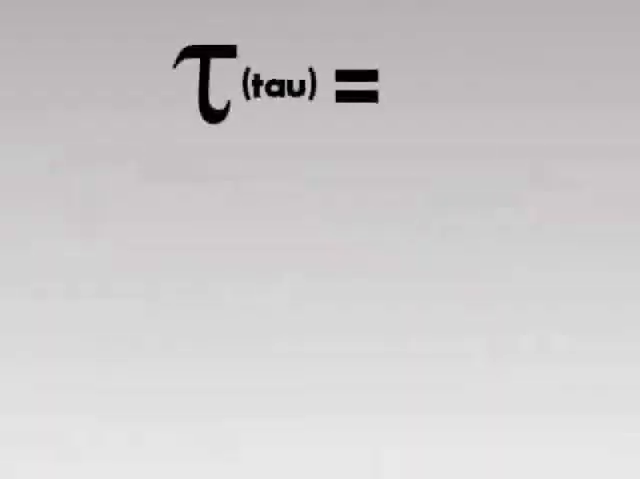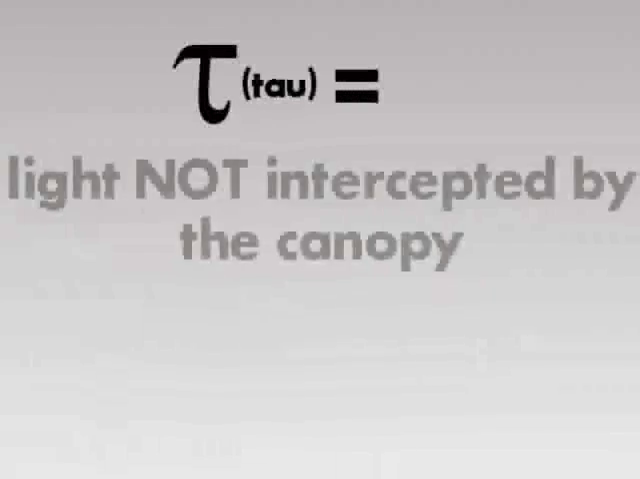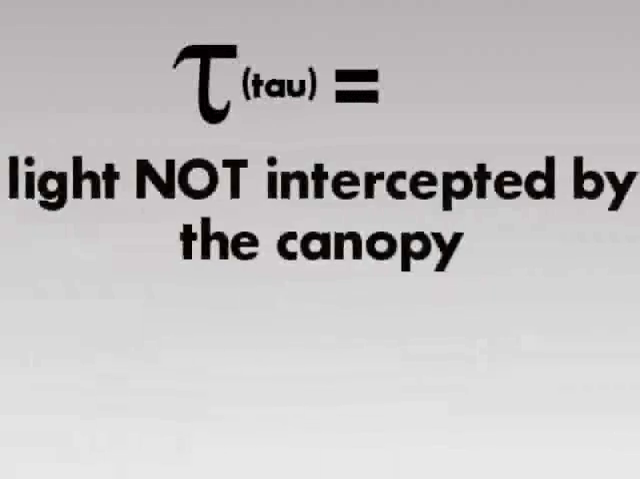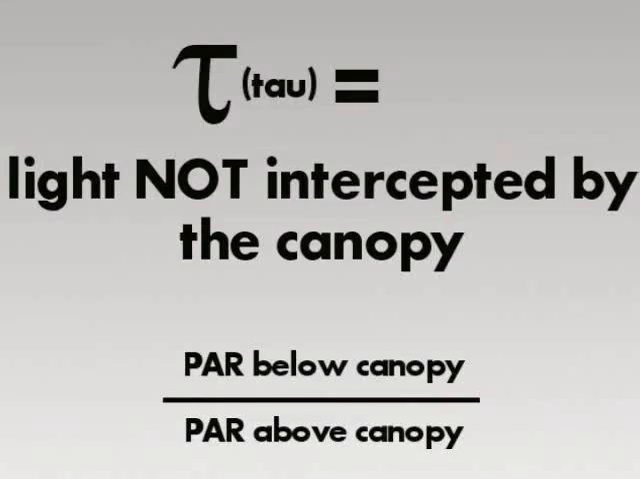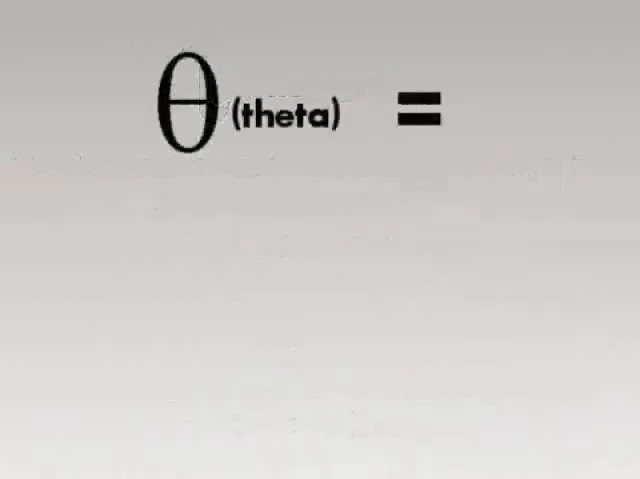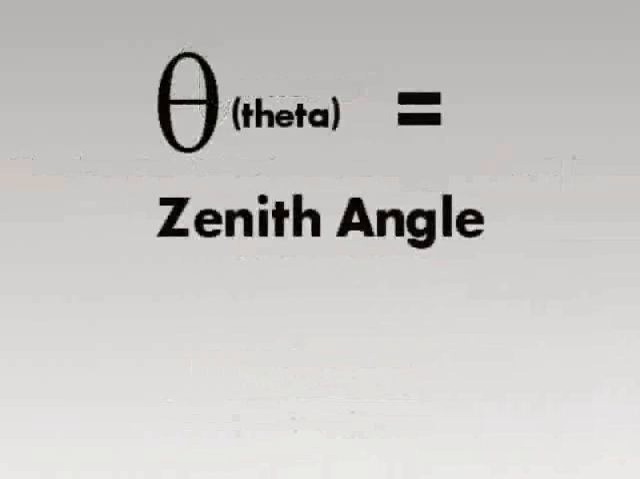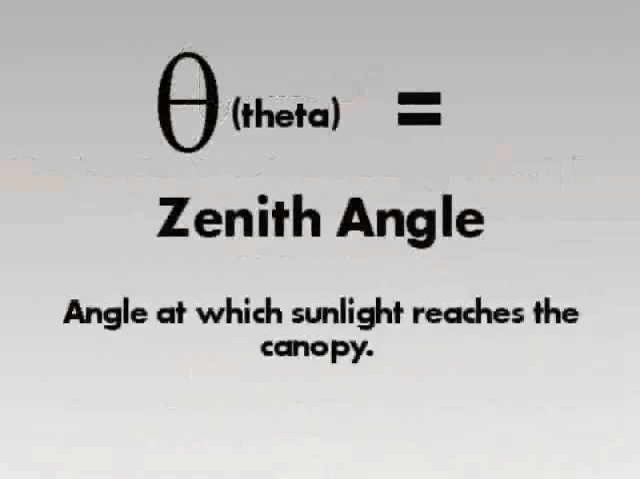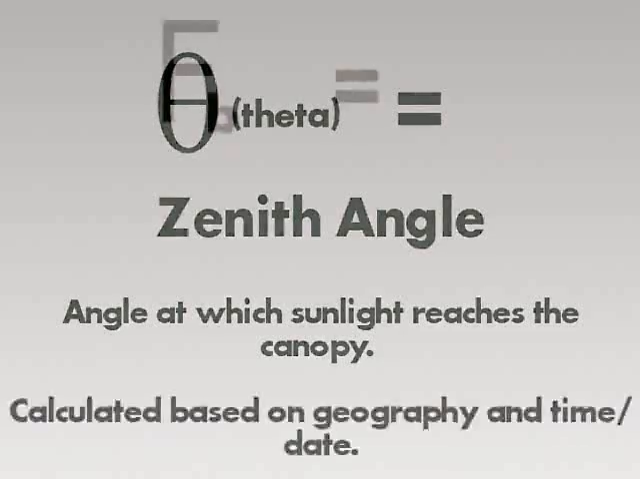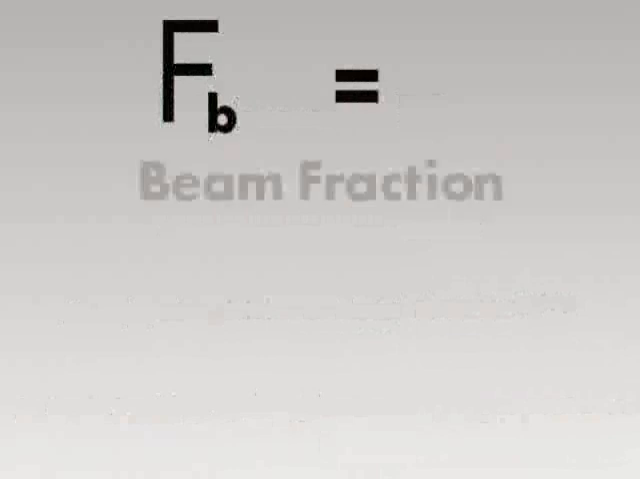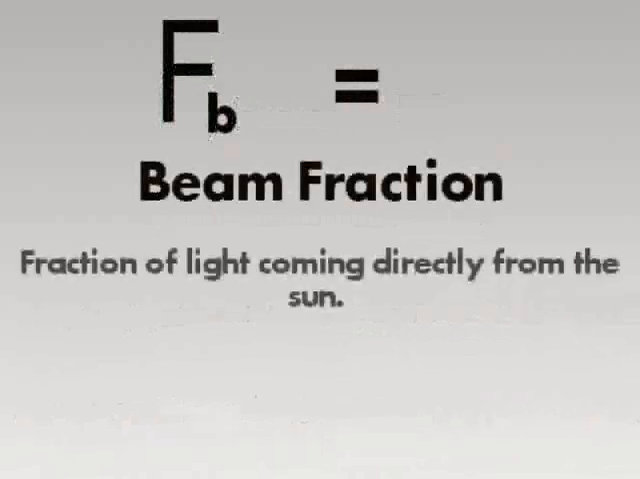The fraction of incident radiation passing through the canopy is represented by the Greek letter tau. Mathematically, it is the ratio of PAR measured beneath the canopy to PAR above. Zenith angle is the angle at which sunlight reaches the canopy. The LP80 calculates this based on user input regarding the latitude and longitude of the measurement site, the date, and the time of day. Beam fraction, FB, is the fraction of light that strikes the foliage directly from the sun.